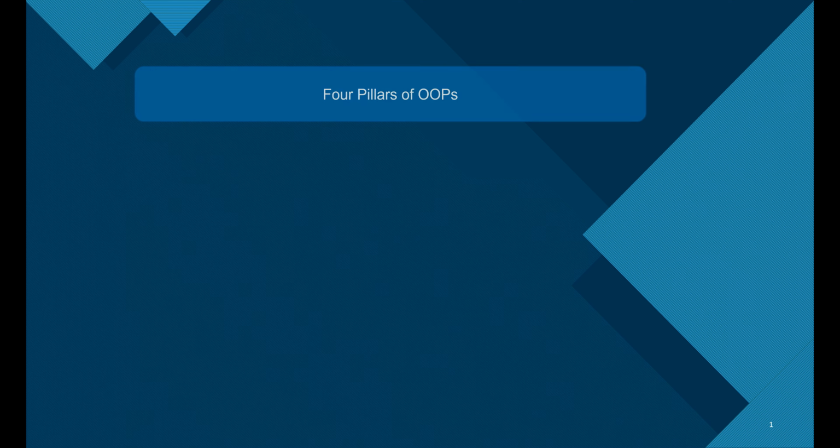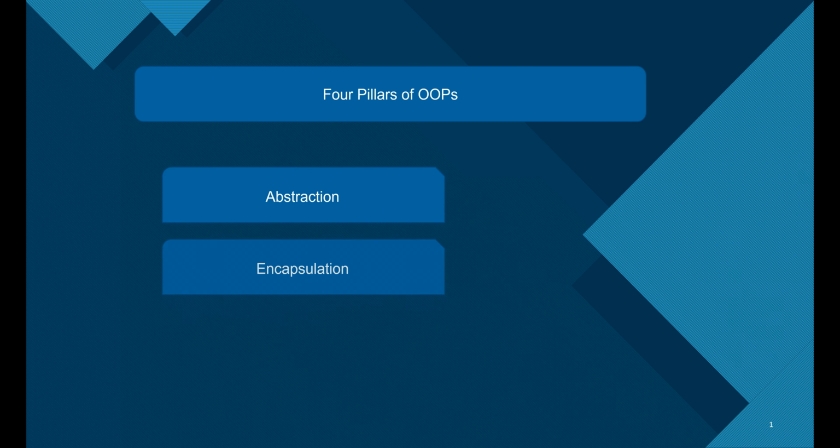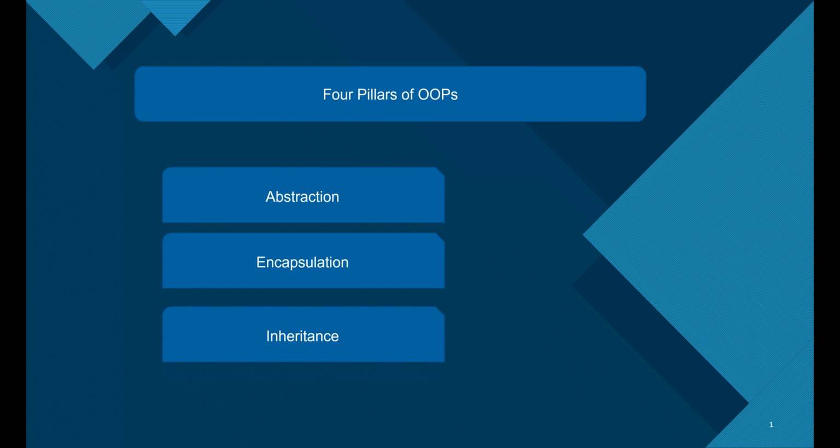The 4 pillars of object-oriented programming are: abstraction, encapsulation, inheritance, polymorphism.